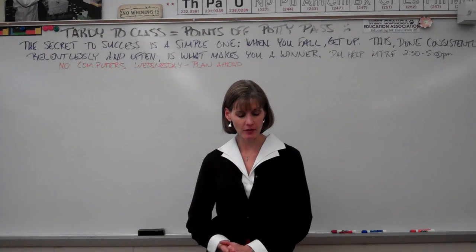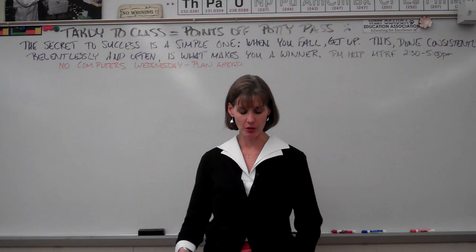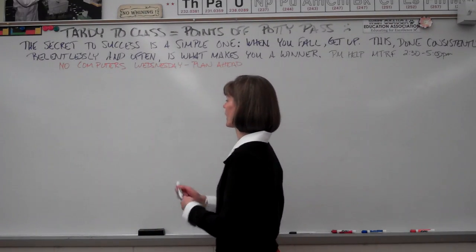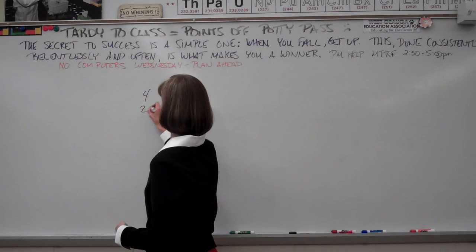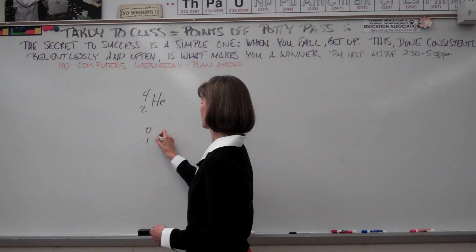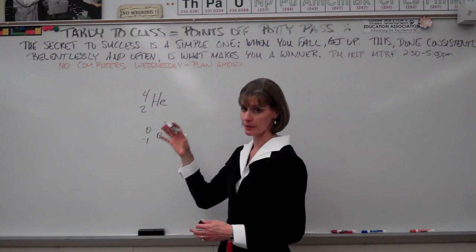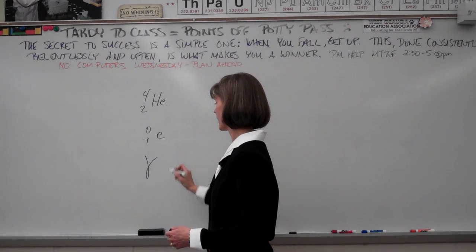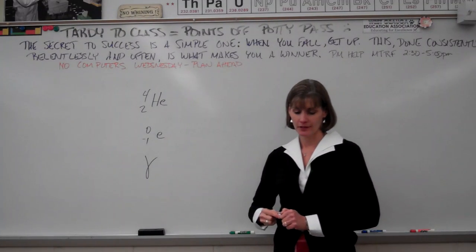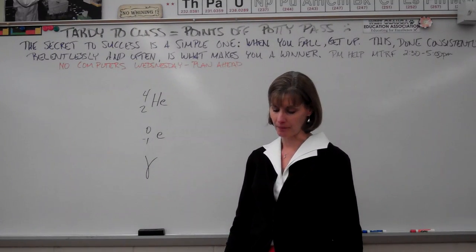14, how the masses of the three main types of nuclear radiation compare. We had this on a checkpoint. We have alpha, which is our 4/2 helium, beta, which is our 0/-1 e, or you could write the beta, and gamma, which is gamma. Those are the three most common. And what can you tell me about them?